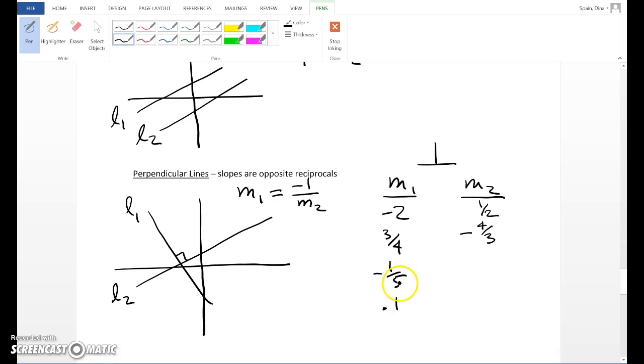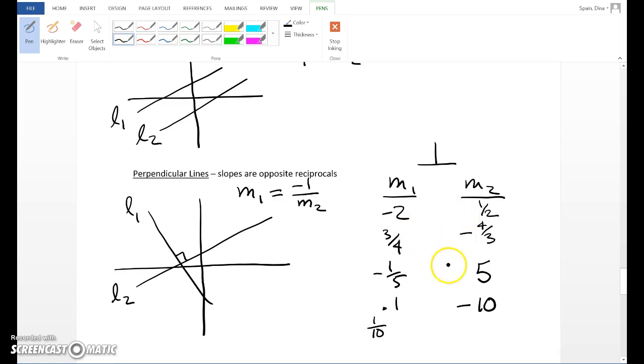Alright, -1/5. Its opposite reciprocal would be positive 5 over 1. Let's just write 5. This one was negative. This one's positive. Alright, 0.1. That's the same as 1/10. Maybe it's a little easier to see if you write it as a fraction, 1/10. Its opposite reciprocal would be -10, right? 10 over 1, the same as 10.